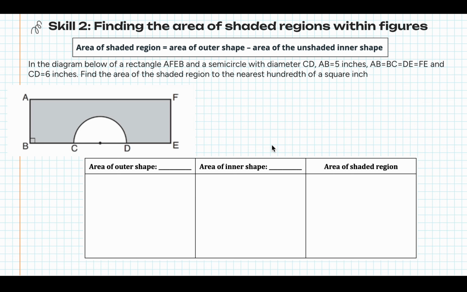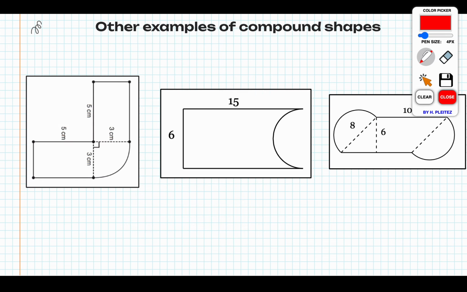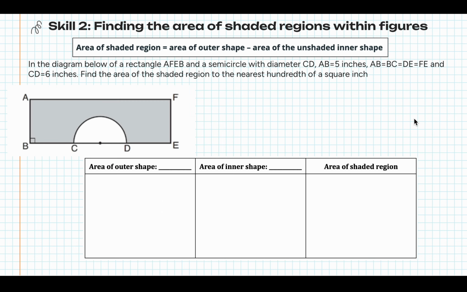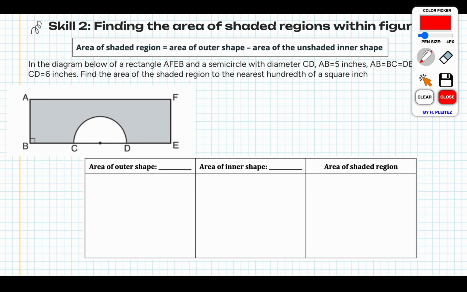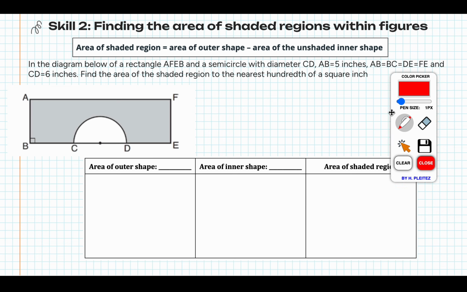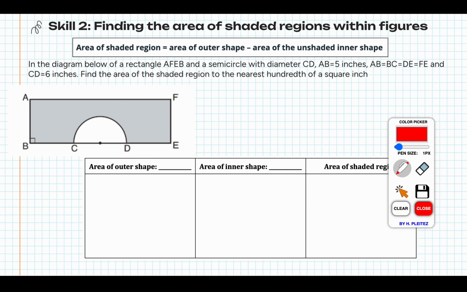Now, skill number 2 is, again, working with area, but it's when we have 2 shapes inside of one another, and it's going to be asking us to find the area of the shaded region. So when we're finding the area of a shaded region, 99% of the time we're going to do the area of the outer shape, and then subtract the area of the inner shape. So in this example here, we have rectangle AFEB and semicircle with diameter CD. It says that AB is 5 inches, and that AB is congruent to BC, is congruent to DE, is congruent to FE, and it tells us that CD is 6 inches. And it wants the area of the shaded region to the nearest hundredth.